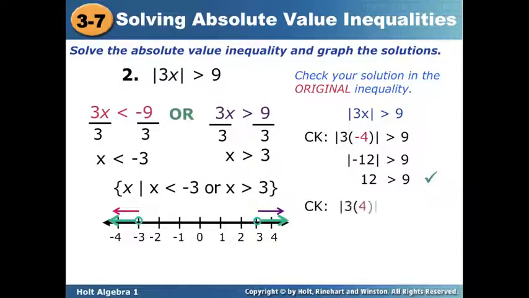Then we will check a number from the other shaded region. Always use the original problem to check. So 3 times positive 4 is 12. When you take the absolute value of a positive 12, it's 12. And that is still greater than 9, so it does check out. Always check from a number in the shaded region. We have 2 shaded regions, so you'll need 2 checks.